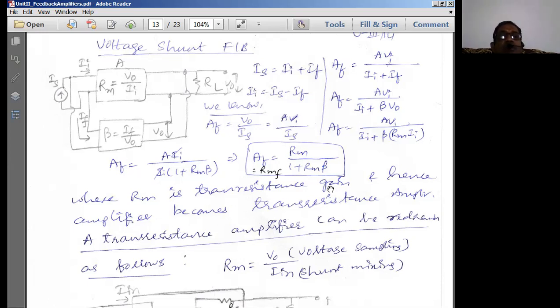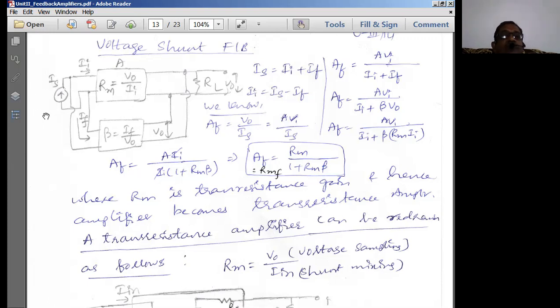Let us start doing it now. V naught is the input voltage to the beta network. IF is the current flowing into the beta network. Now IF has been shown like this. Why has IF been shown like this? See here, what is the driving force for the amplifier and beta network to run?